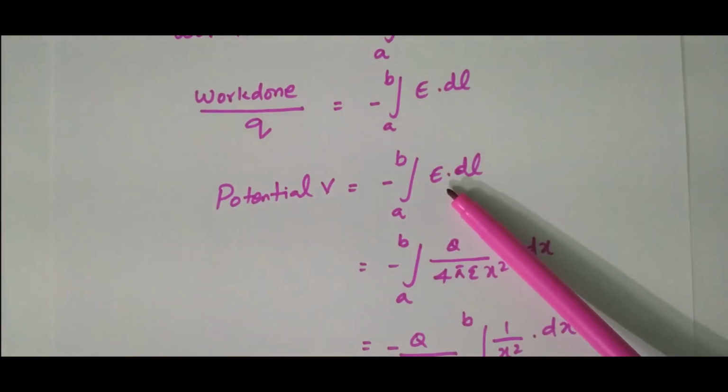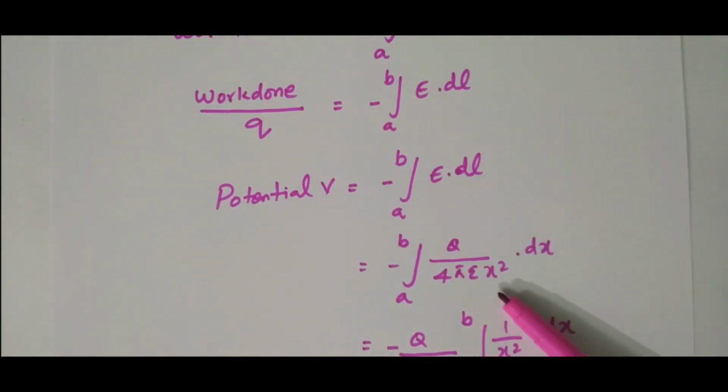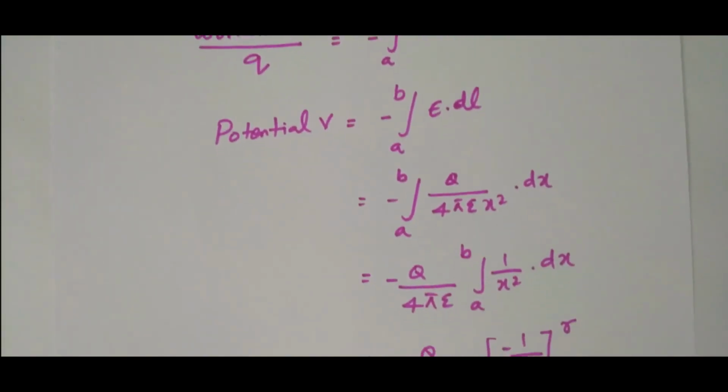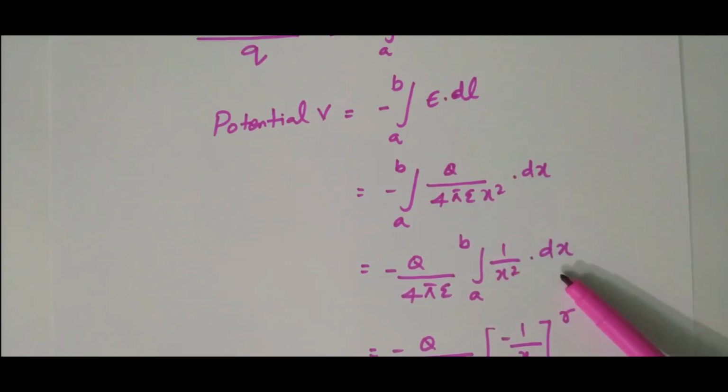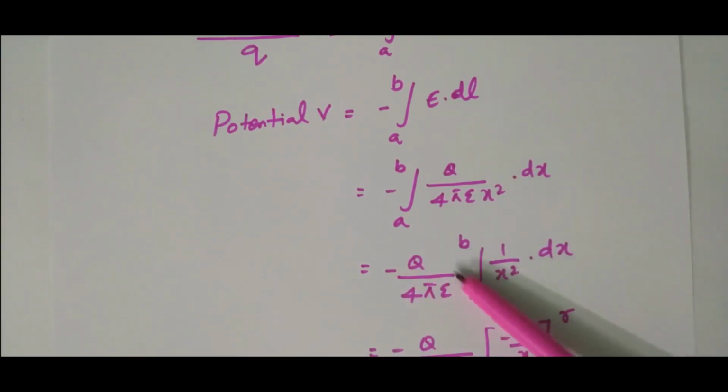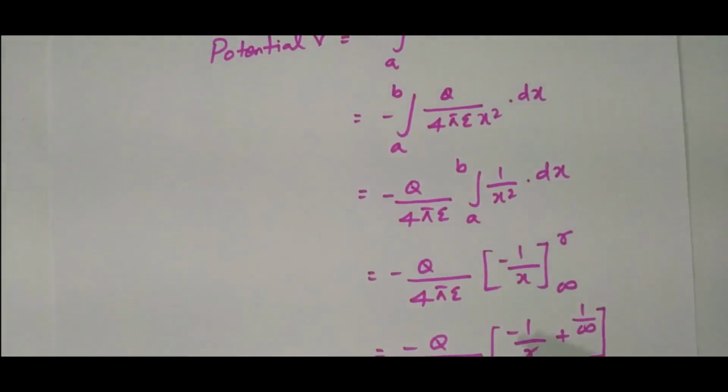Now we will replace this E as q divided by 4 pi epsilon x square into dx, with a limit of a to b. It is a general formula, q divided by 4 pi epsilon x square into dx. Here we are having x, so here also dx. So minus q divided by 4 pi epsilon is constant, only we have integral a to b 1 by x square into dx. These terms are constant. So minus q divided by 4 pi epsilon, integral 1 divided by x square is nothing but minus 1 by x, that you know.